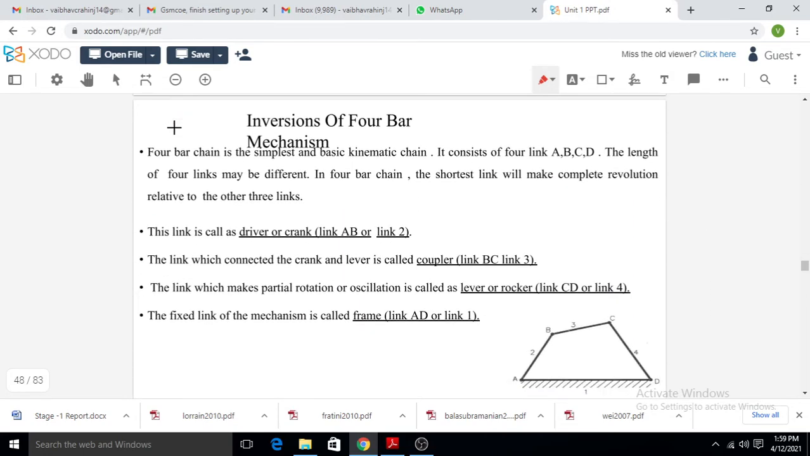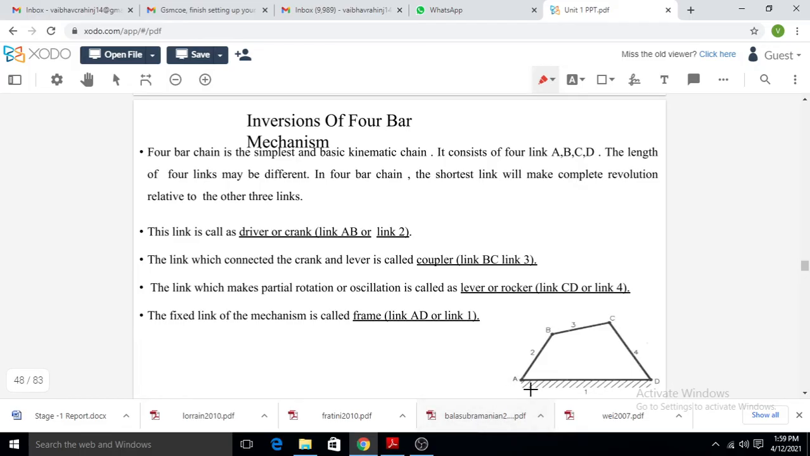We have the 4-bar chain mechanism. As we know, a 4-bar chain mechanism has 4 links: link 1, link 2, link 3, link 4. And there are 4 joints A, B, C, D, and all these joints are turning joints. Such a mechanism is called a 4-bar mechanism, and the 4-bar mechanism is called a simple kinematic chain.